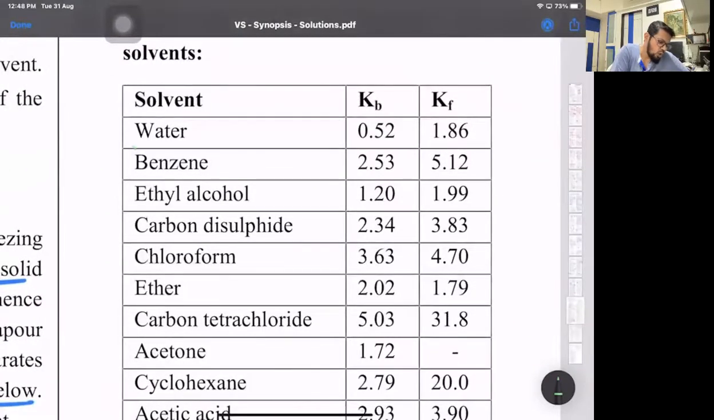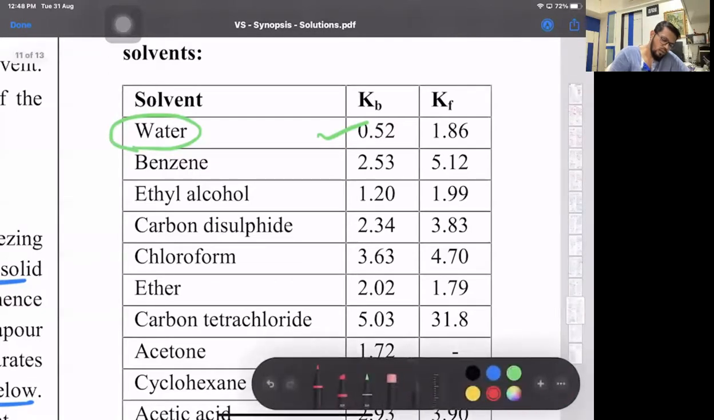Important part mainly is water. Water KB is 0.52, meaning when 1 mole of a non-volatile solute is added to 1000 grams or 1 kg of water, the boiling point of water is elevated by 0.52 Kelvin. So boiling point of water increases by 0.52 Kelvin.